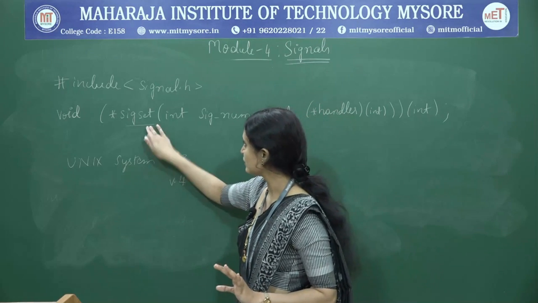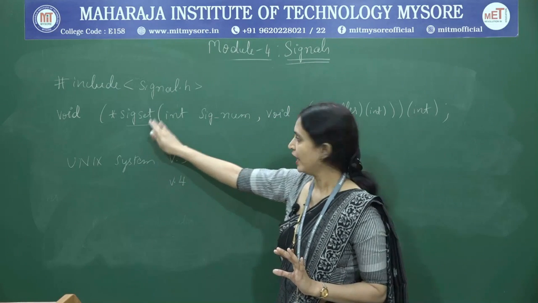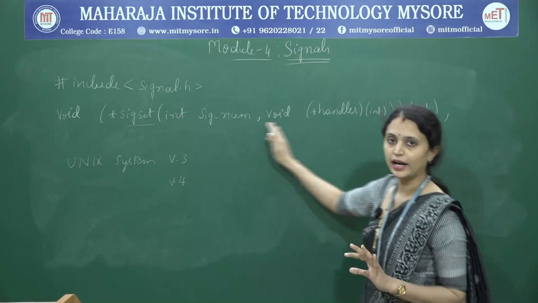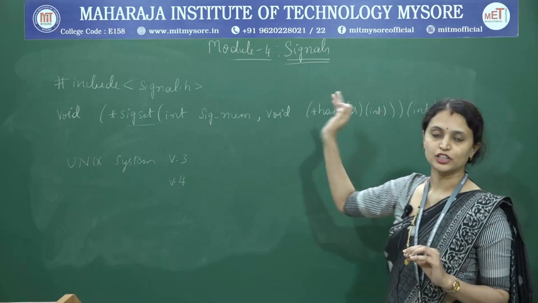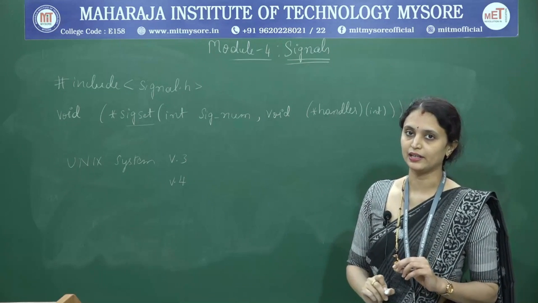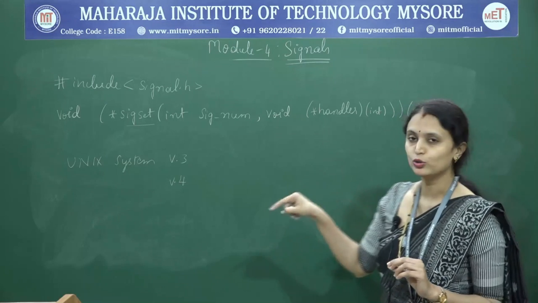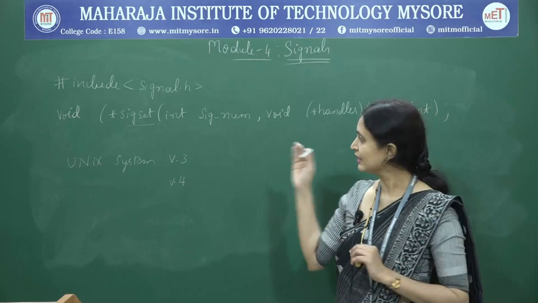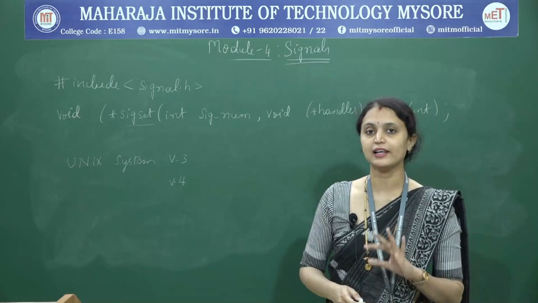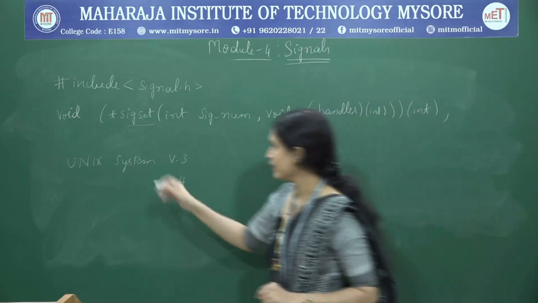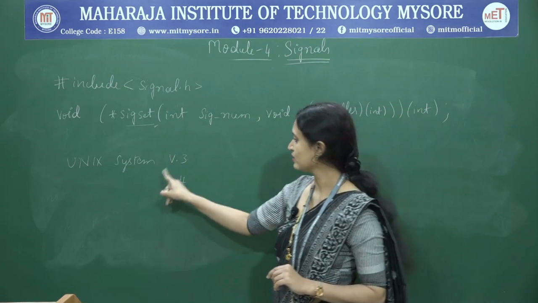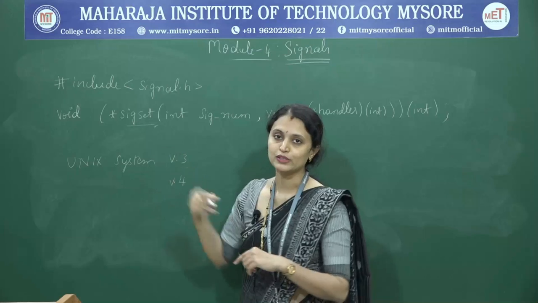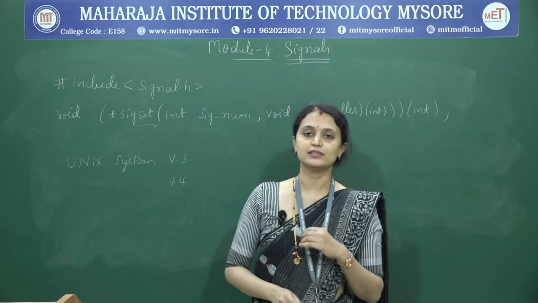Here again it is defined under the signal.h header file, and the return type is void. It takes two arguments, one is the signal number and the other is the function pointer to the user defined signal handler. That means this is similar to the signal API. Both the arguments and return type are the same as the signal API, but the name of the API differs here for Unix system version 3 and version 4. Here the name is sigset instead of signal. Okay, so this is about the signal API.